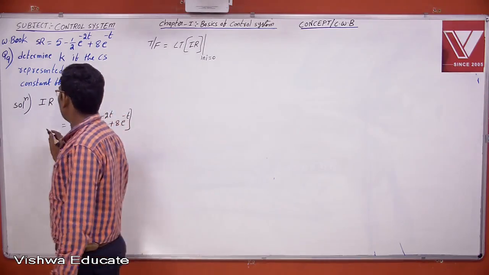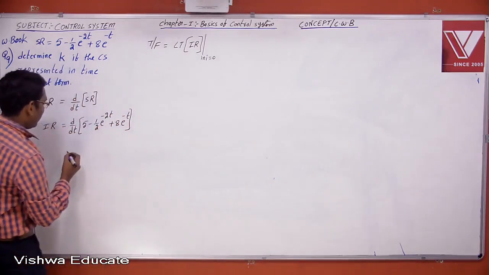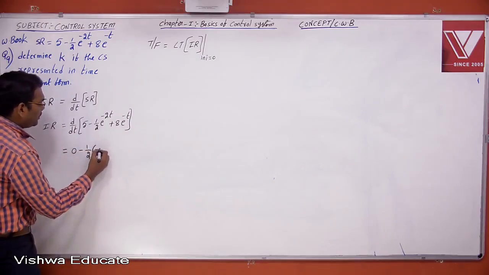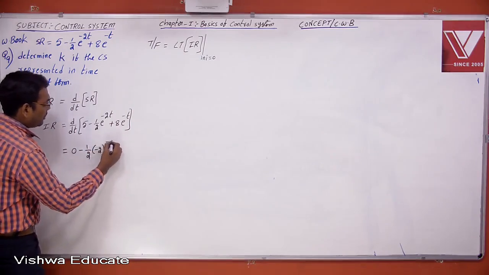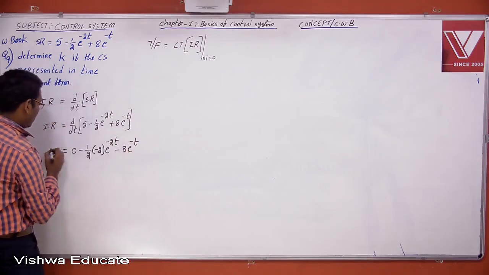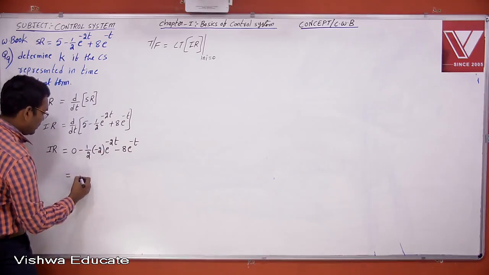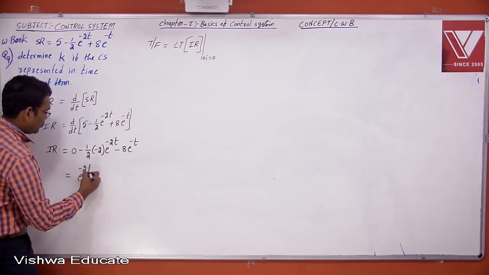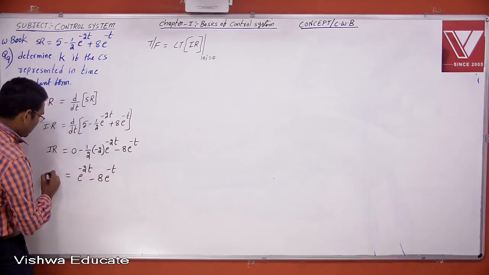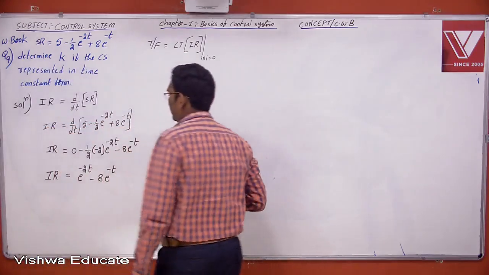This is the step response. Then if you differentiate, this is the impulse response. Differentiation of 5 is equal to 0, minus 1 by 2 into minus 2 into e power minus 2t, minus 8 into e power minus t. So minus minus cancel, 2 cancel: e power minus 2t minus 8 into e power minus t. This is the impulse response.